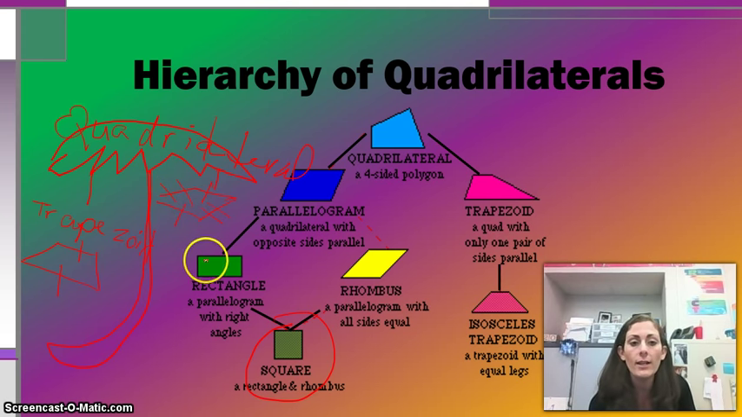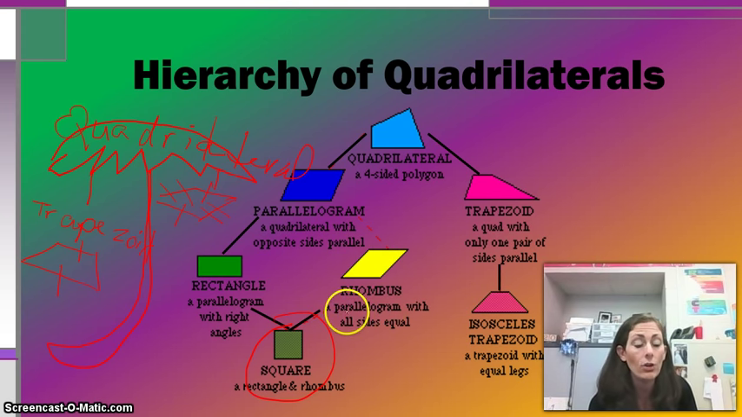That's why we then have a rectangle, because a rectangle is a parallelogram, but it has 4 right angles. The square is in the middle because a square is a rectangle with all congruent sides, and a square is also a rhombus. And then a rhombus is a parallelogram with all sides congruent as well.